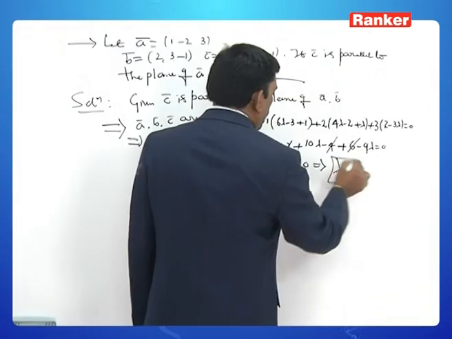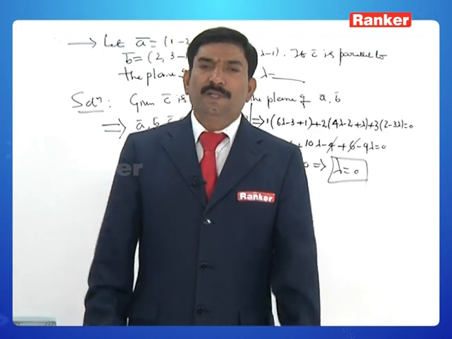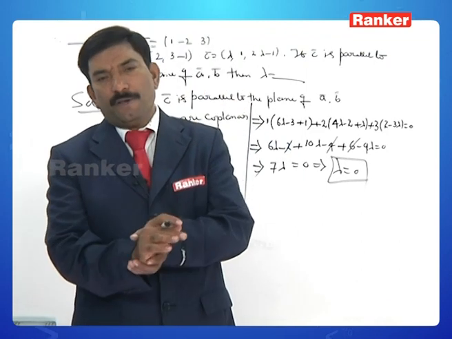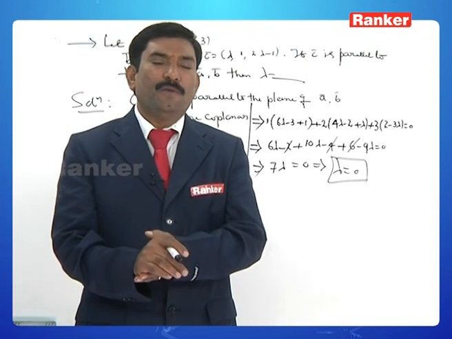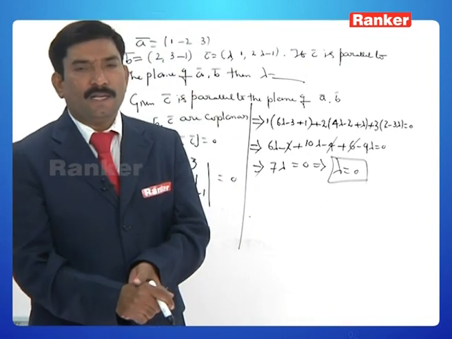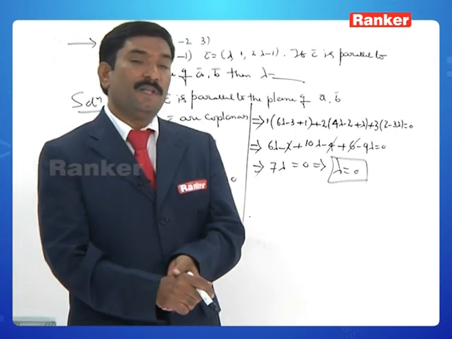Therefore, we got it. Lambda is equal to 0 under the constraint that C bar is parallel to the plane of A bar, B bar. Nevertheless, when A bar, B bar, C bar are coplanar, we have found lambda is equal to 0 by applying box of ABC is equal to 0. That has the desired value.